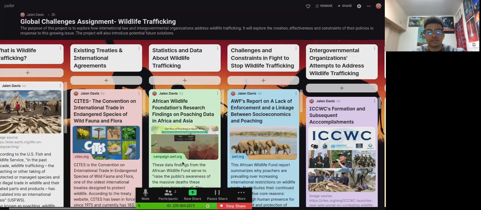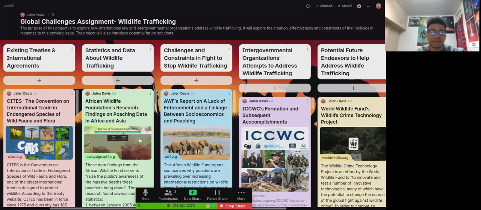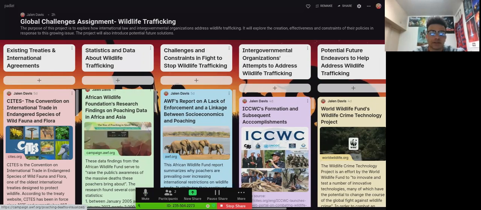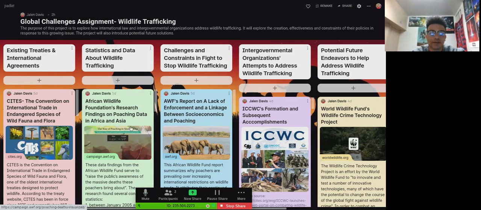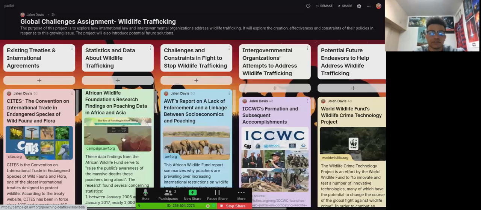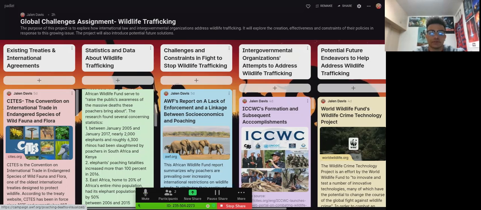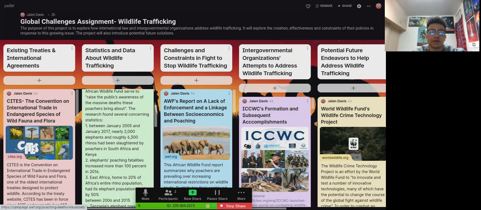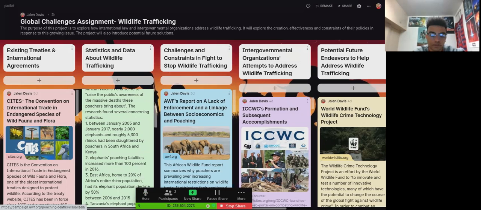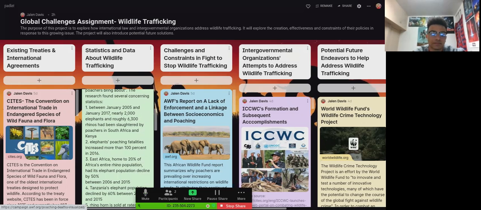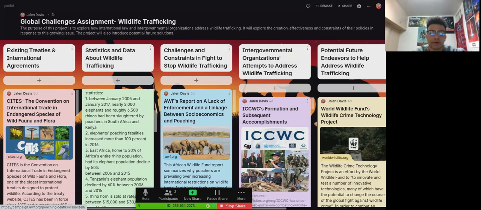The next section, statistics and data about wildlife trafficking, I include two very noteworthy reports. The first one is the African Wildlife Foundation's research findings. Essentially, this foundation did research for 20 years in Africa and Asia on elephants and rhinos, and it shows an exponential decrease in the rhino's population side by side with the exponential increase in poaching. And it shows that the decrease in rhino population and elephant population is anything but natural.